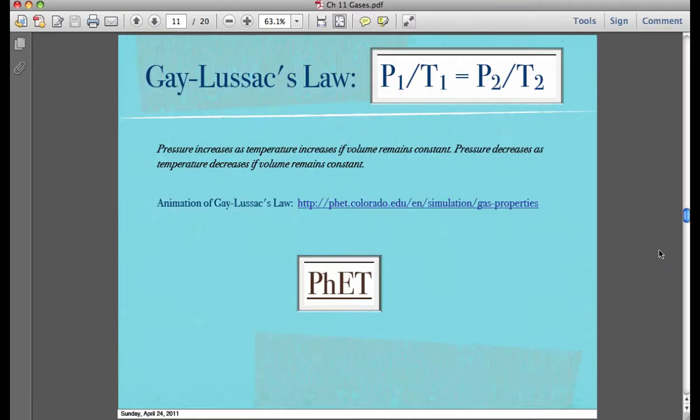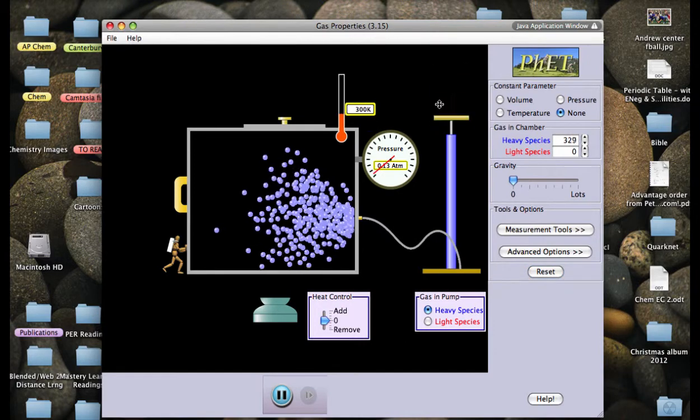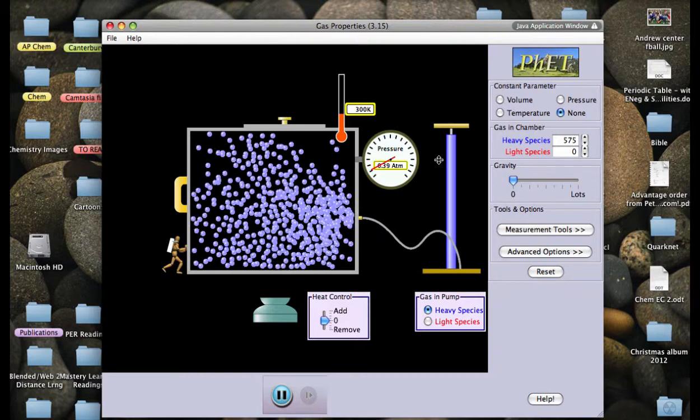I'm going to briefly mention Gay-Lussac's law, which relates pressures and temperatures. It says that pressure and temperature are directly related, and the best way of looking at this is through the PhET animation shown here. And we can measure the temperature here. We can increase the pressure by pushing this little guy on the left, and I can introduce gases by pumping the handle and putting some gas molecules in here. So let's fill the chamber with gas.